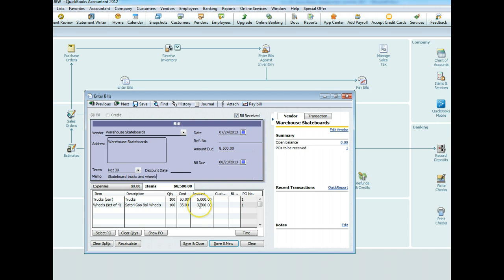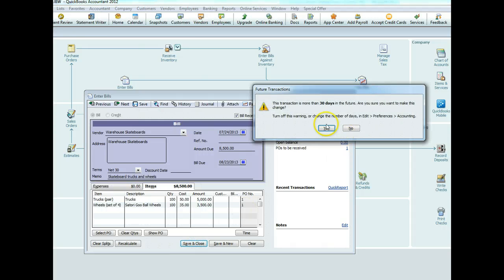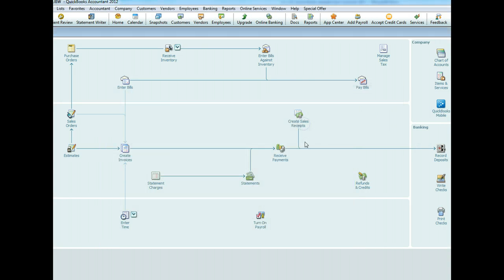And let's see. The bill is $8,500, right? Shipping costs were $120, but this is due and payable not to Warehouse Skateboards, but to A1 Shipping. And you must use check number 2 to immediately pay the driver. Okay, so we've got our bill, and they're going to leave the goods for us with the bill. So we'll check the date again, 24th. Save and close.